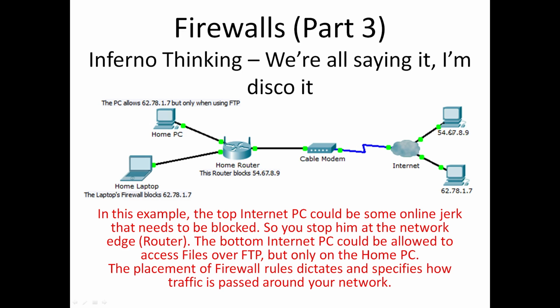So now we've blocked Jimmy the Jerk, but we still have our friend over here being able to access our files. But that means he'd also be able to access the home laptop, and I don't want him accessing my home laptop, so I can set the laptop's firewall to completely block all of his traffic. So as you can see here, by placing the firewall in different locations on different devices and by having multiple firewalls, you can really dictate and specify what kind of traffic is passed around your network. So you have full control over it, and that's the idea here that I'm trying to get across, alright?